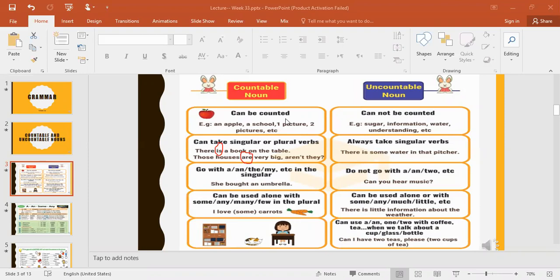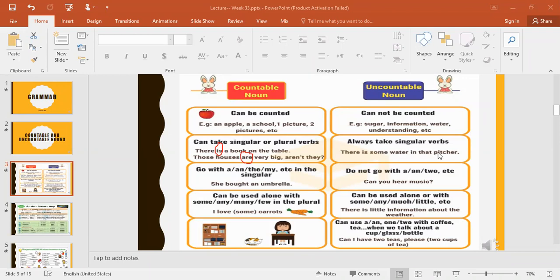So, when I say singular verb and plural verb can be taken with countable nouns, it means the first thing I have to look at is the noun. The noun here in the sentence is book, right? So can I count the books? Yes. Is book a countable noun? Yes, it is a countable noun. So it can take a singular verb and a plural verb.